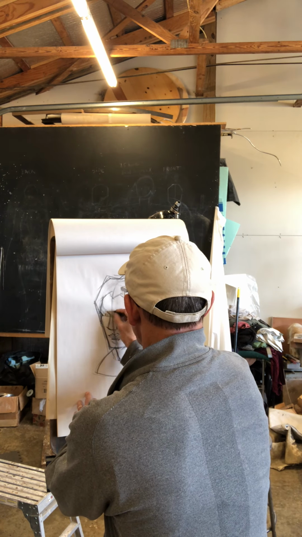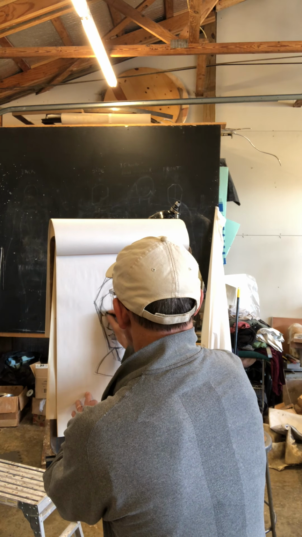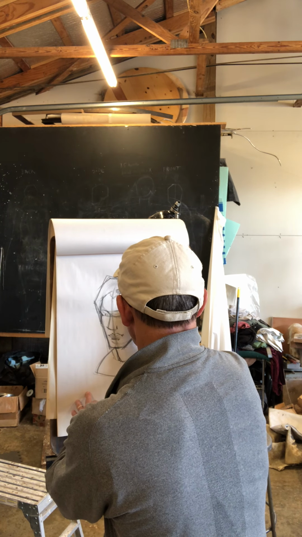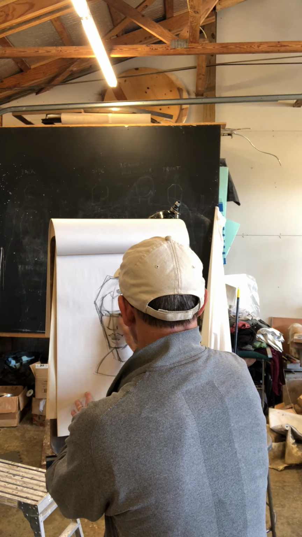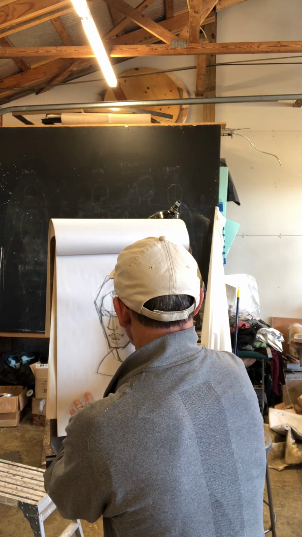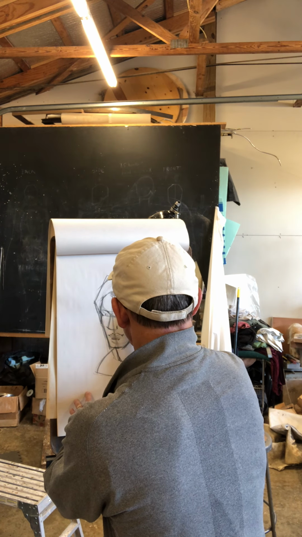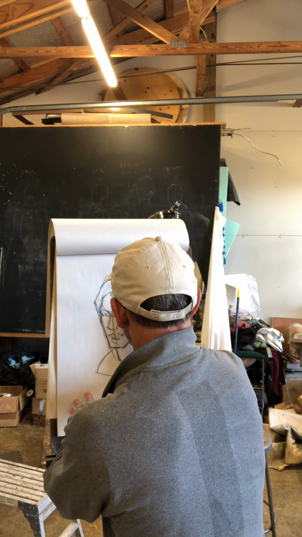With the eyes, we've got the brow, find the limit of the brow. And then the top lid, bottom lid. Line for the top lid, bottom lid, and might indicate, very simply, where the iris is located.